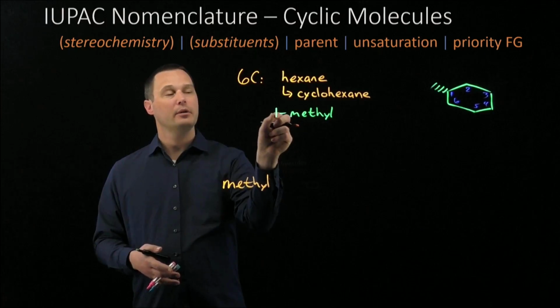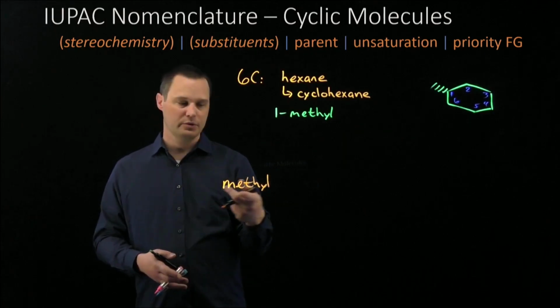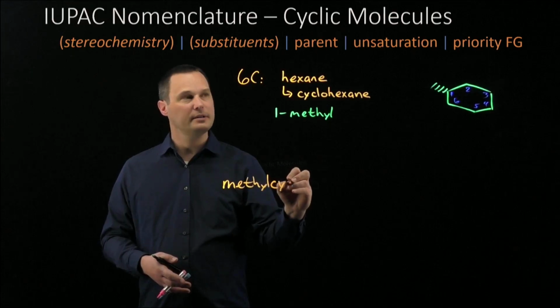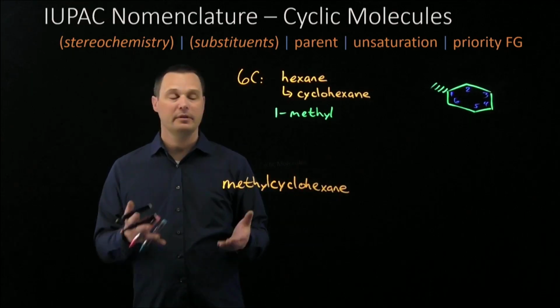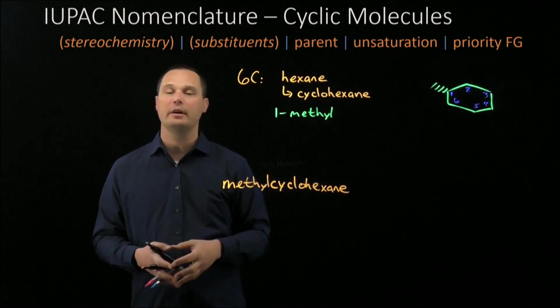And when groups are numbered by definition and can't be any other way, we can omit the number 1. So we'll start with methyl and finish with our parent hydrocarbon, cyclohexane. The name for this molecule is methyl cyclohexane. We don't need the 1 in front because the 1 is automatic.